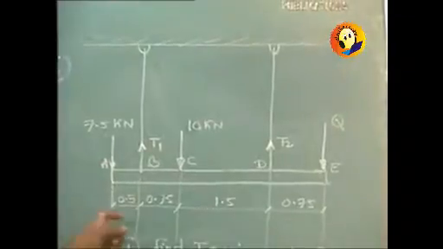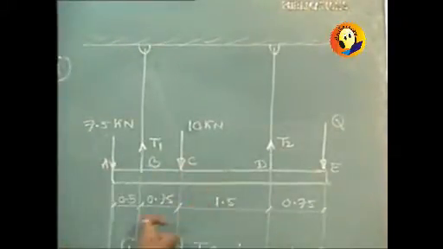All the distances are given to us, forces are vertical, and all the horizontal distances are known: 0.5, 0.75, 1.5 and 0.75. So we can easily take the moment with our assumption of clockwise moment as positive. So the solution will be based on simply two equations.